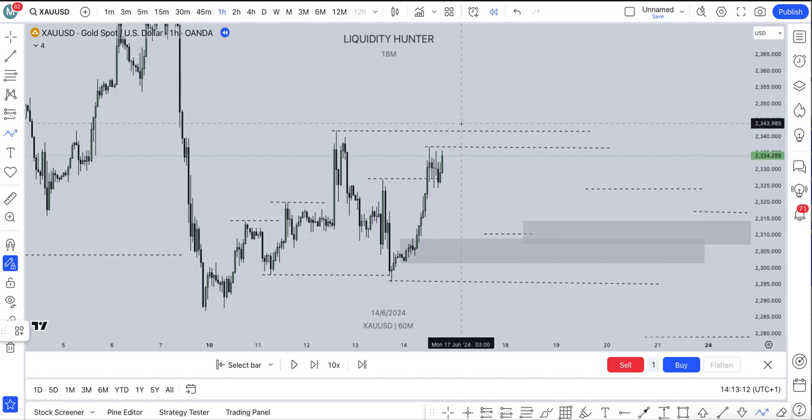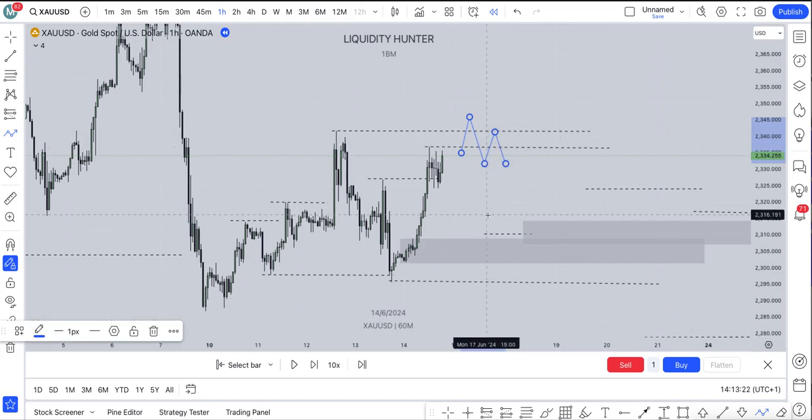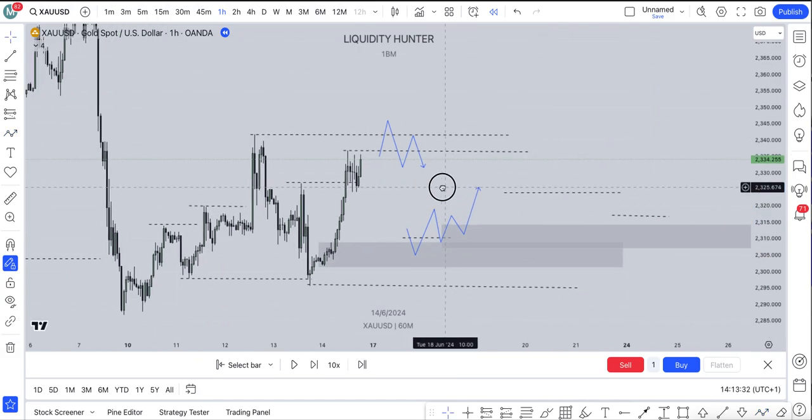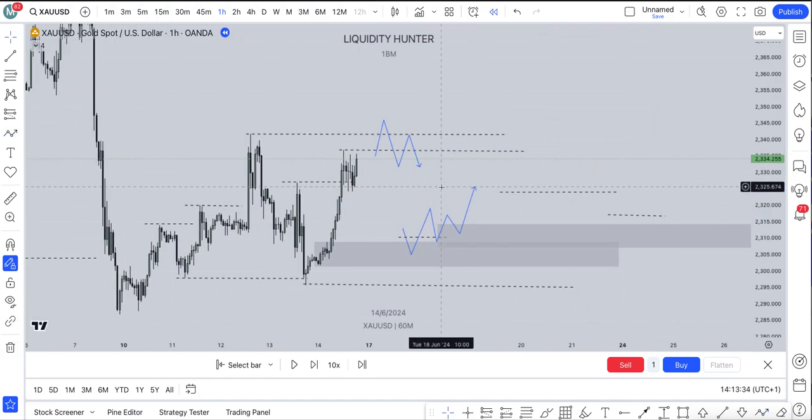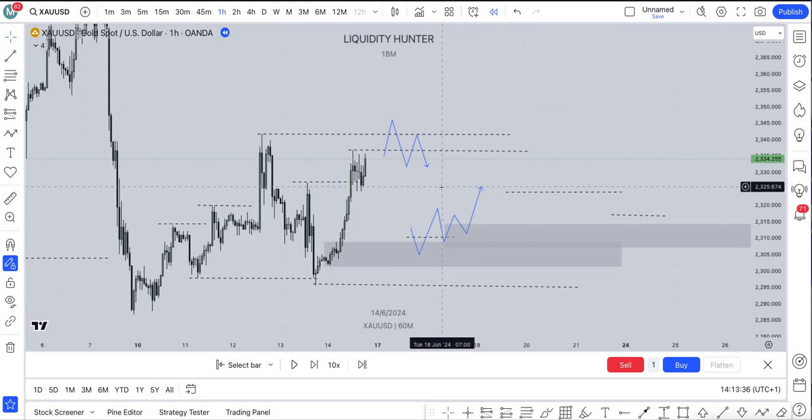I said, it's either we have price take all this high, and then give us a place to start selling, or price come, take all this low, tap into this zone, and give us a buy to the upside. Now let's look at which one the price actually followed. Because if the price took out the high, I'm looking for sell. If the price took out the low, I'm looking for a buy.